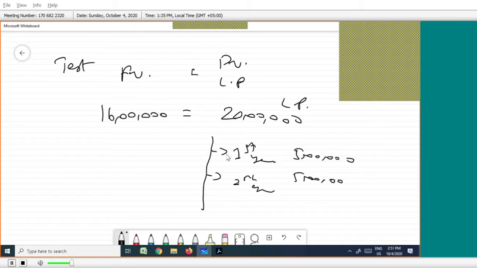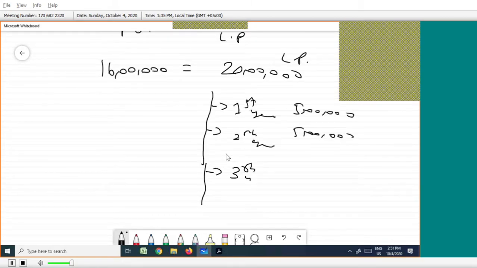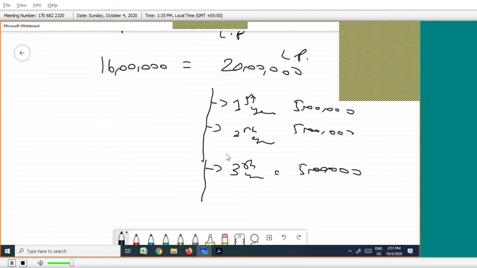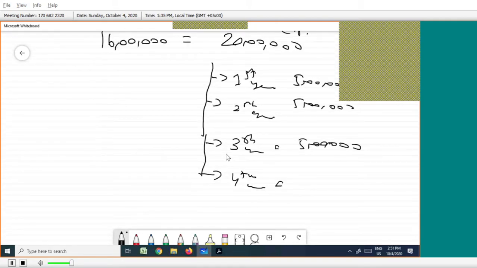Third year end we are receiving 5 lakhs. Fourth year end we are receiving 5 lakhs. That owner will receive 5 lakhs. Now tell me, totally we are receiving 5 lakhs plus the guaranteed residual value. Only the guaranteed residual value we have to consider in the books of lessee.